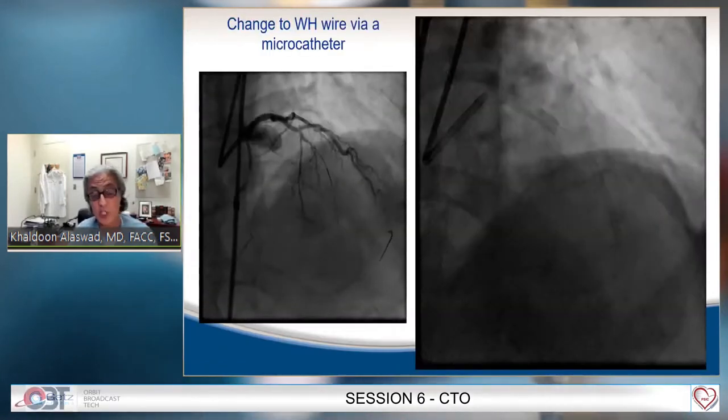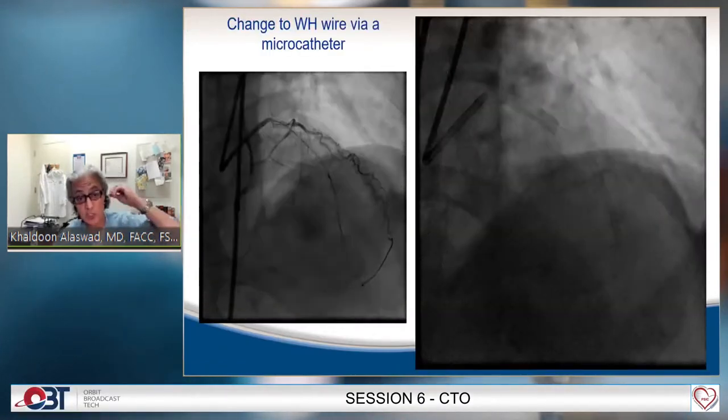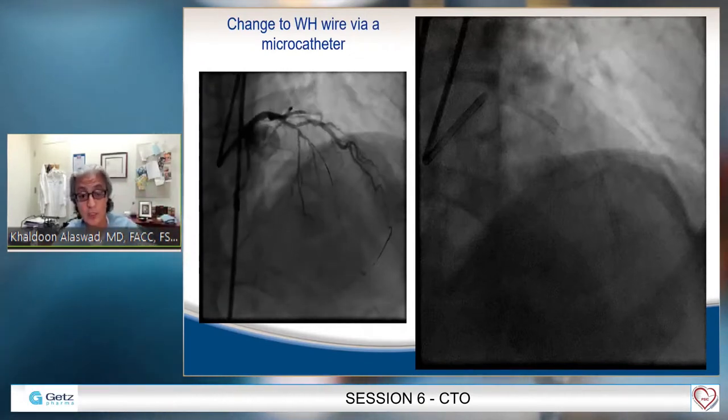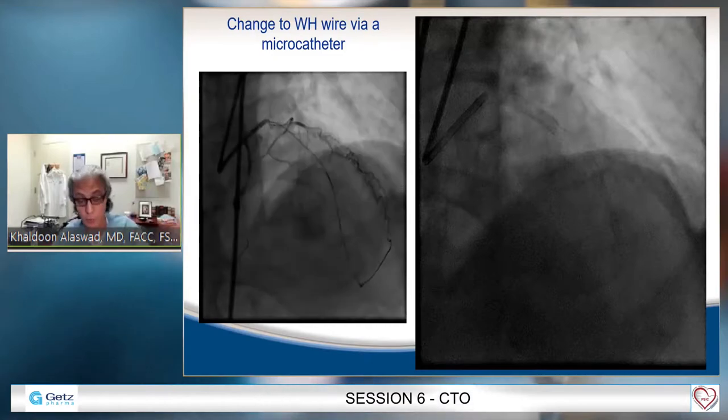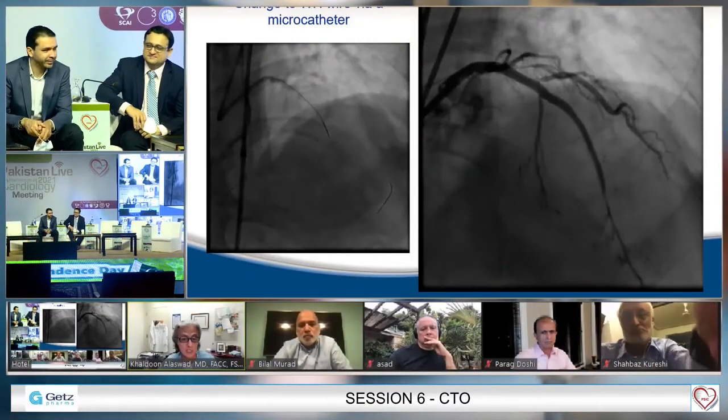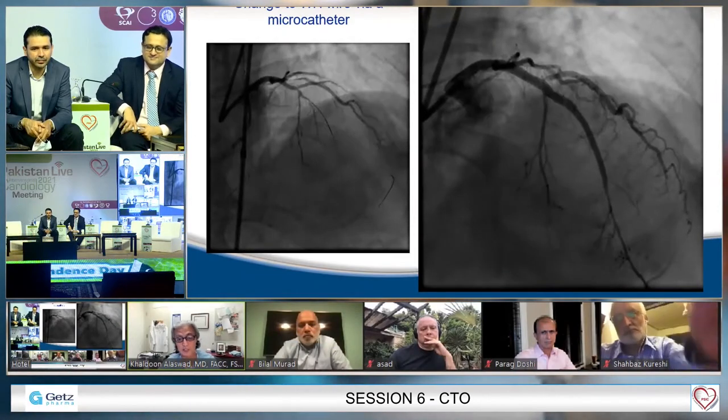Then I exchange immediately to a workhorse wire. Do not work over the CTO wires, whatever they are, the pokey wires or the polymer jacketed wires. And we ended up solving this patient. This patient traveled 200 miles to see me.